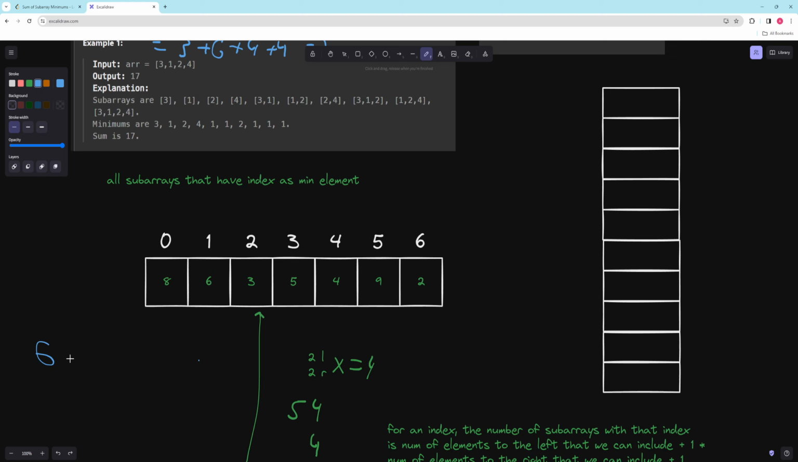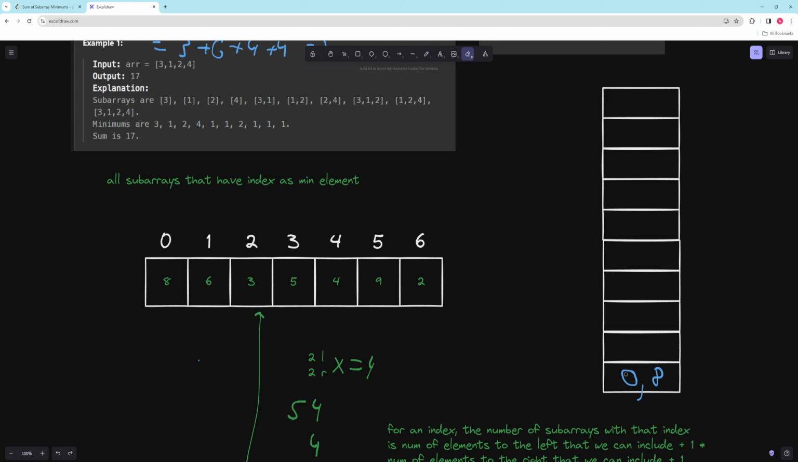Then we put 6 on the stack. Let's actually write it over here and walk through all of this. So we put 8 on the stack with its index, so we put 8 and 0, as a tuple. Then for 6, we say, okay, 6 is smaller than 8, so we need to pop off 8 because we need a strictly increasing stack.